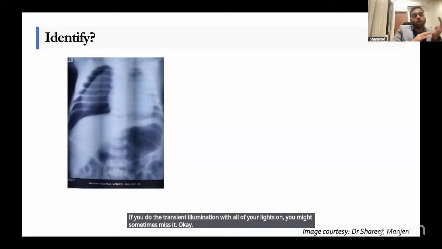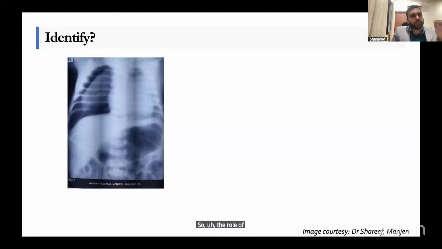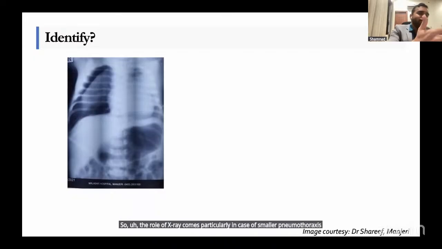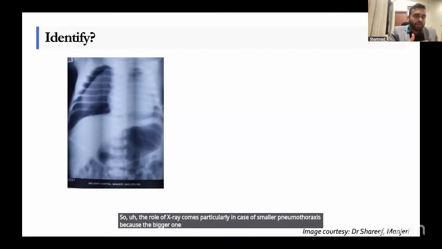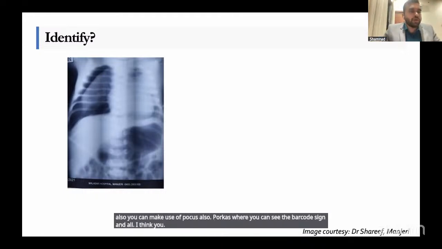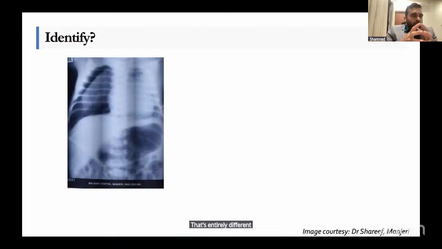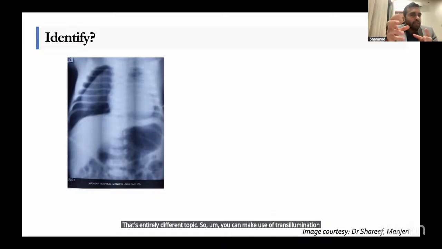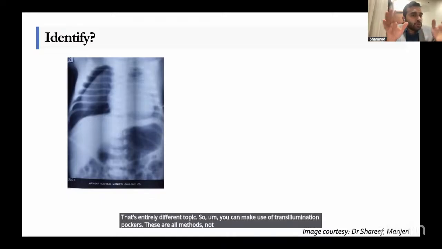So the role of X-ray comes particularly in case of smaller pneumothoraxes, because the bigger one is usually picked up on transillumination, and you can also make use of POCUS, where you can see the barcode sign and all. I think that's an entirely different topic. So you can make use of transillumination, lung ultrasound. These are all methods to identify pneumothorax.